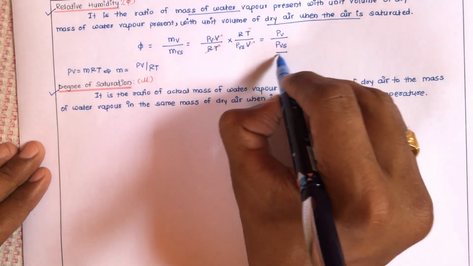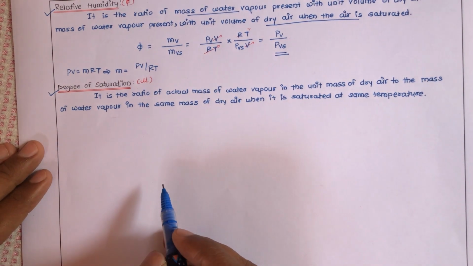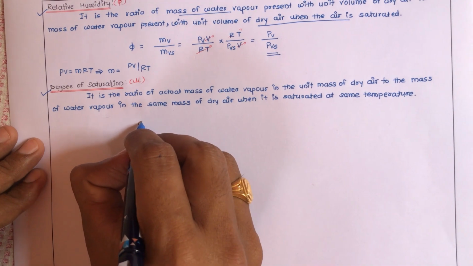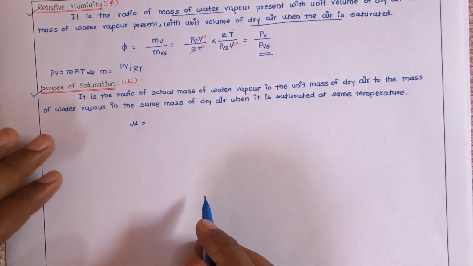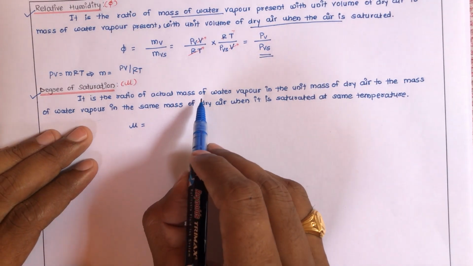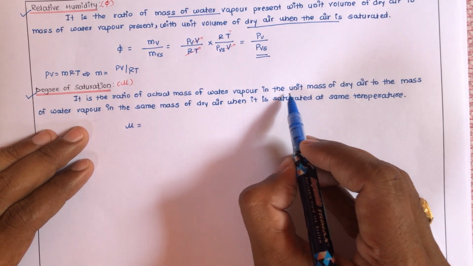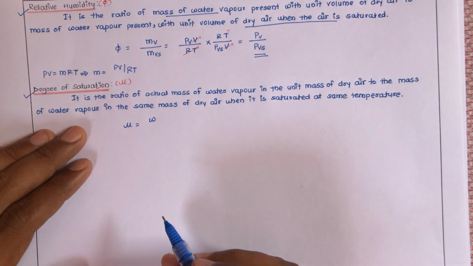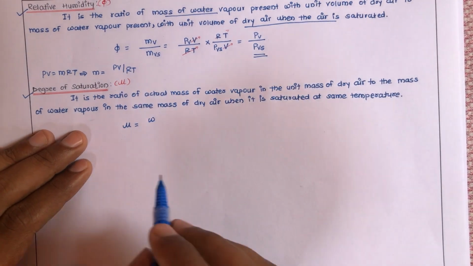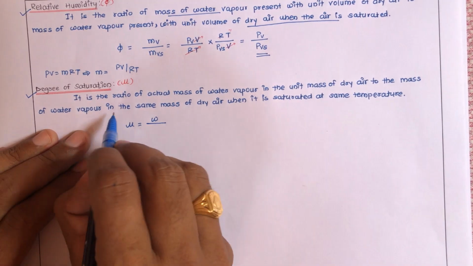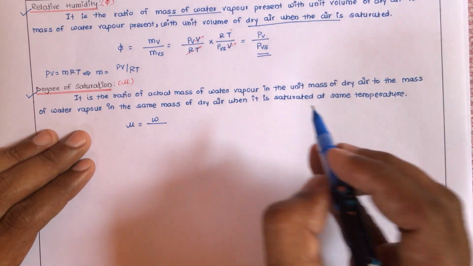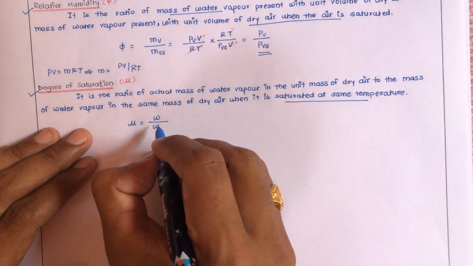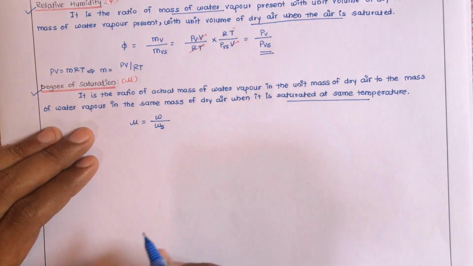Now let us move towards the next definition, that is degree of saturation. It is usually denoted by the symbol mu. Now what is that mu? It is nothing but the ratio of actual mass of water vapor in the unit mass of dry air, which is nothing but what? Humidity, or specific humidity, or humidity ratio, to the mass of water vapor present in the same mass of dry air when that air is saturated. Hence I can write here omega in suffix s.